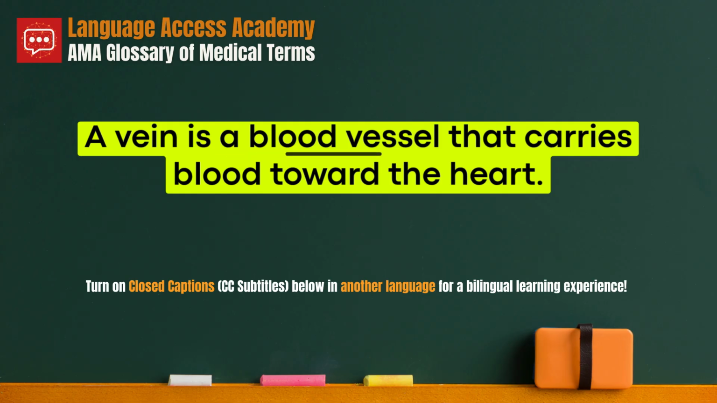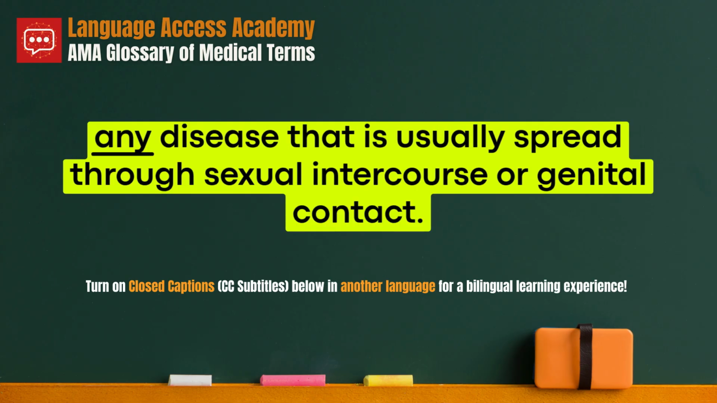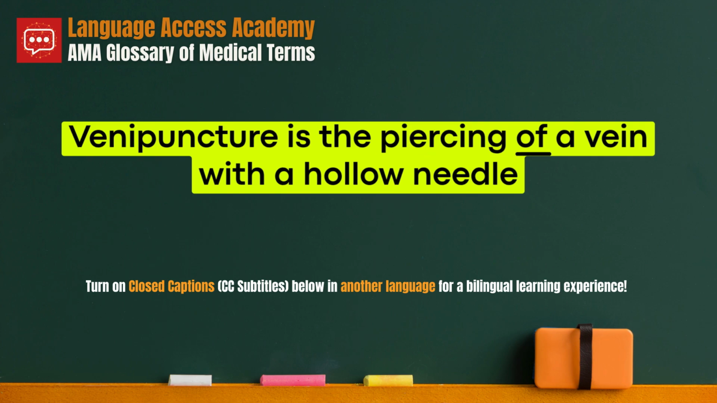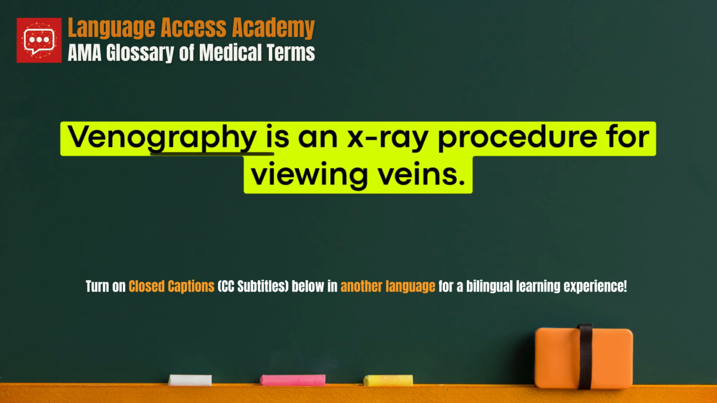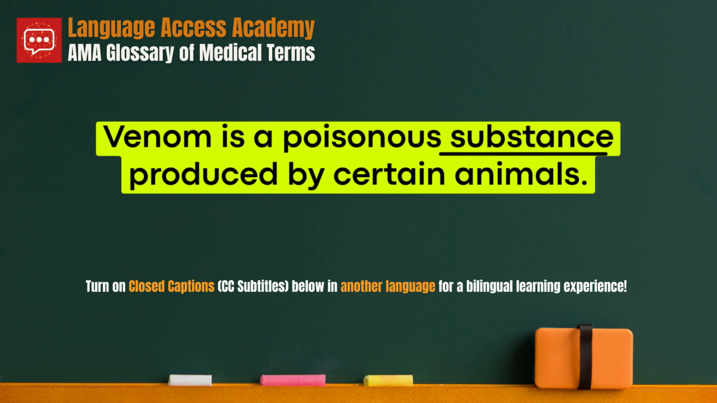A vein is a blood vessel that carries blood toward the heart. A venereal disease is any disease that is usually spread through sexual intercourse or genital contact. Venipuncture is the piercing of a vein with a hollow needle to inject fluid or withdraw blood. Venography is an X-ray procedure for viewing veins. Venom is a poisonous substance produced by certain animals.